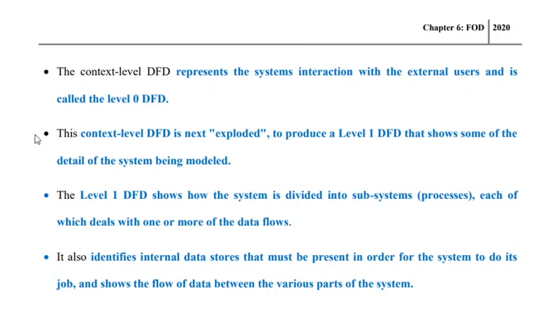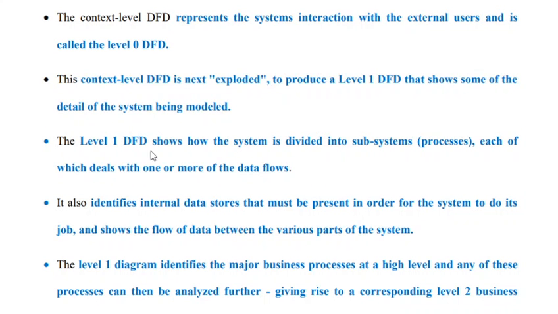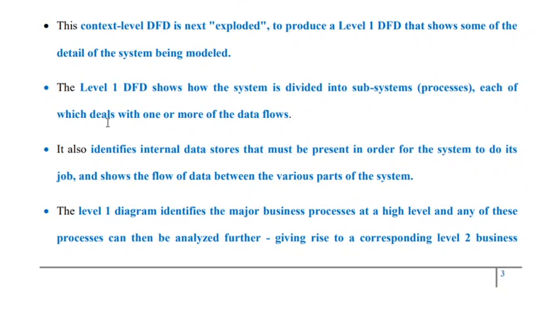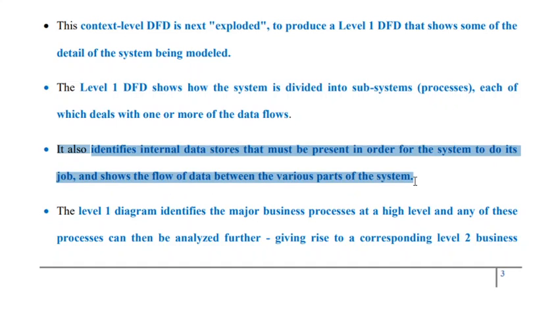So the context diagram is exploded or factored in order to produce the level 1 data flow diagram, which models all the high level functionalities, right? The level 1 data flow diagram shows how the system is divided into sub processes, each of which deals with one or more data flows. It also identifies internal data stores that must be present in order for the system to do its job, and shows the flow of data between the various parts of the system. So this is also very true.